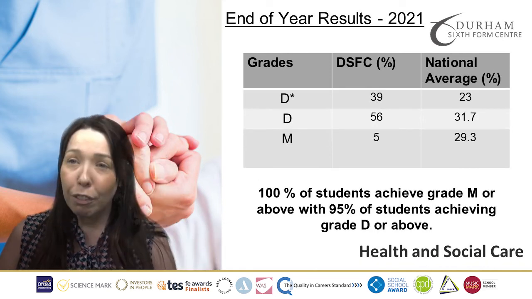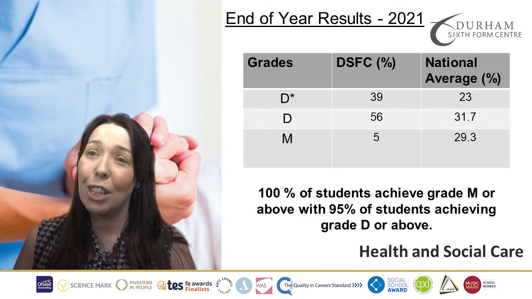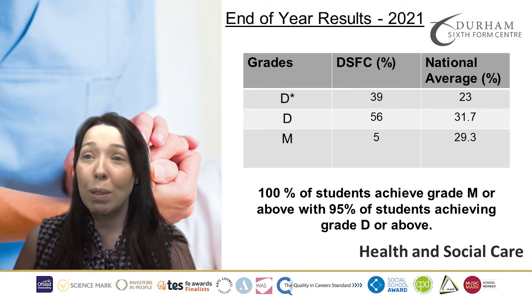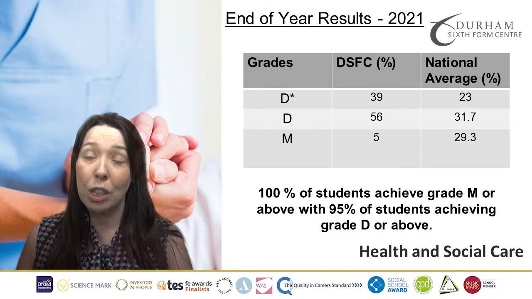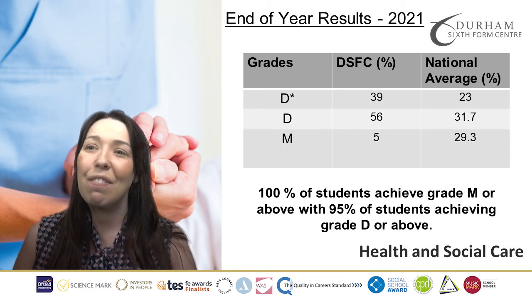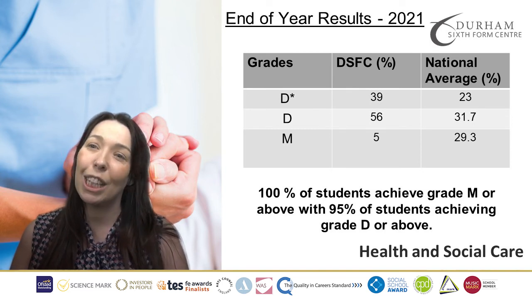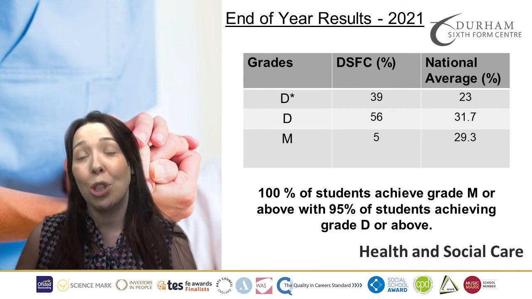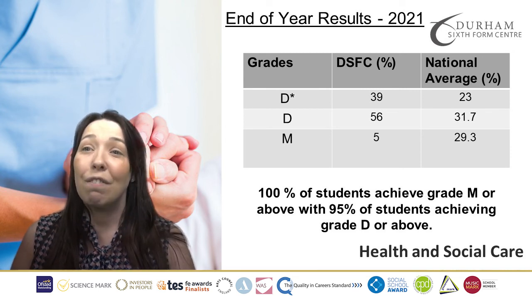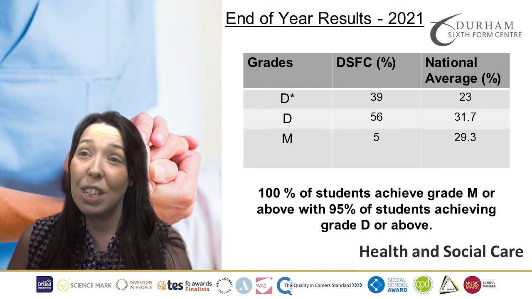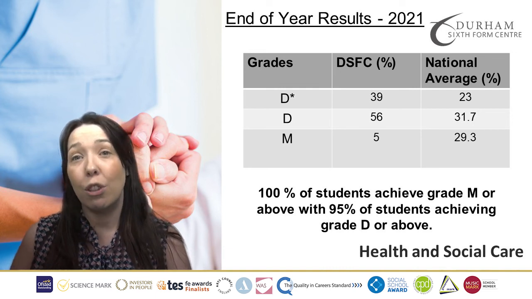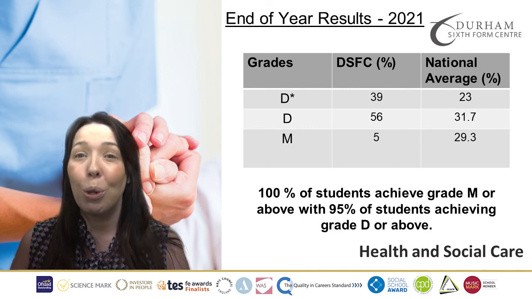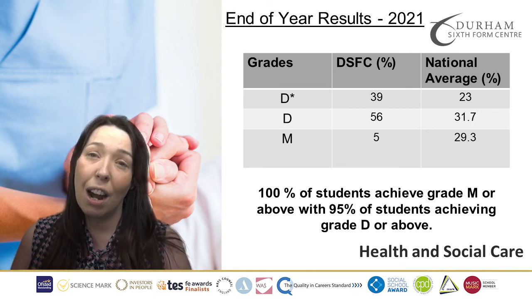And then we have our Extended Certificate students. Our Extended Certificate students are equally as successful, and 100% of students achieve grade M, which is a merit, or above, with 95% of students achieving a grade distinction or above. And as you can see in the table, 39% of those students achieve D star, 56% of those students go on to achieve D, and 5% of the students achieve at least an M. And compared to the national averages, we are again above those national averages.